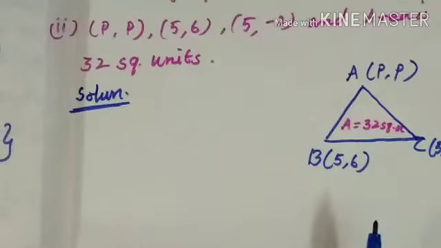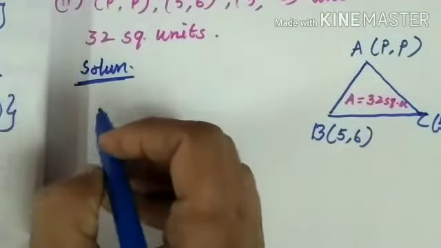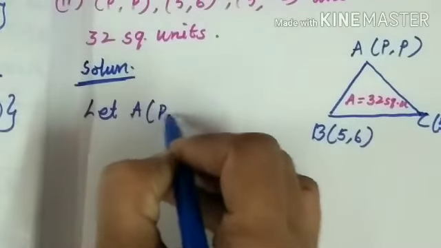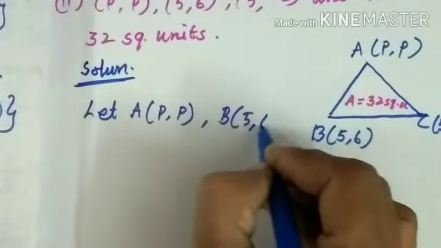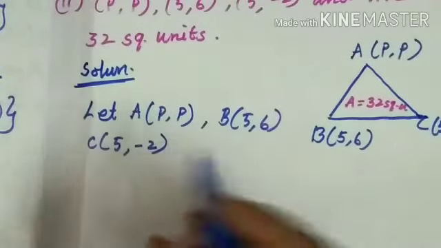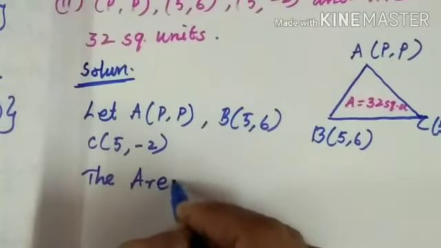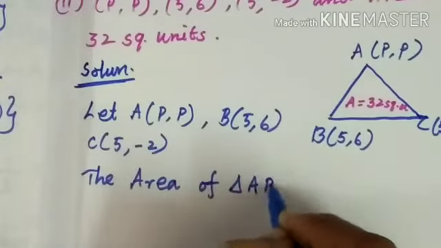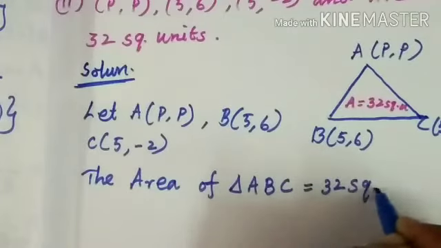First you draw the diagram and mark the given. First you take down and write the given. Let A (P, P), B (5, 6) and C (5, -2). The area of triangle ABC equals 32 square units.